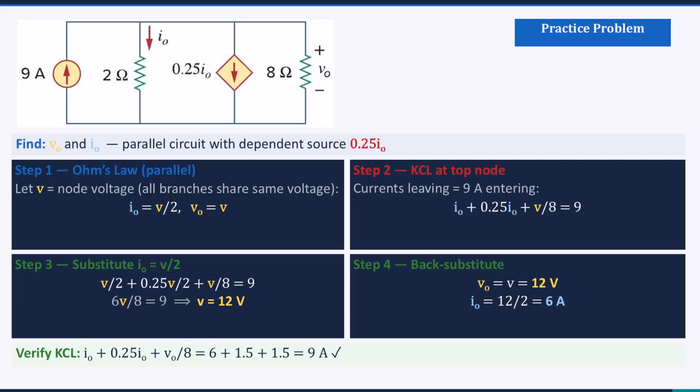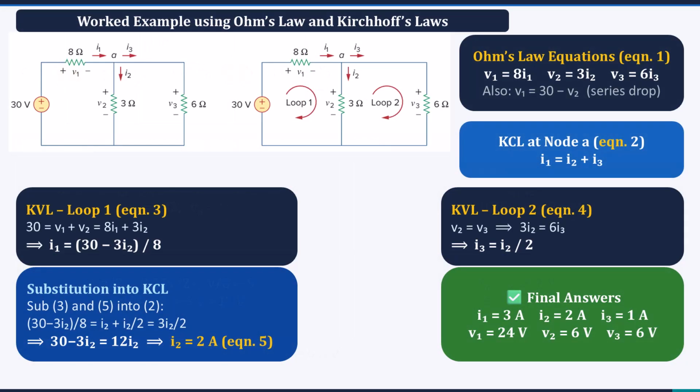Perfect balance. Now let's bring everything together in a multi-loop circuit. We have a 30-volt source on the left, an 8 ohm resistor carrying current I1 with voltage V1 across it, a 3 ohm resistor carrying I2 downward with V2, and a 6 ohm resistor carrying I3 with V3.